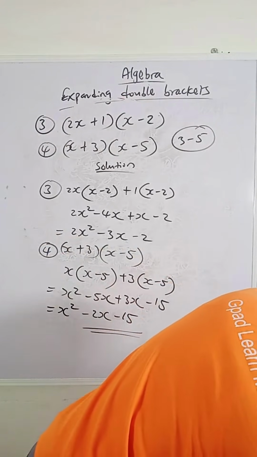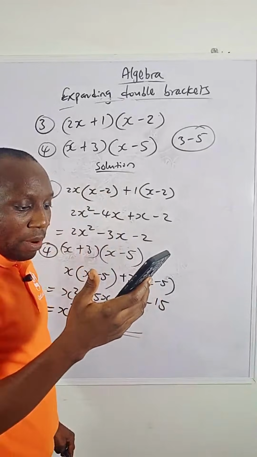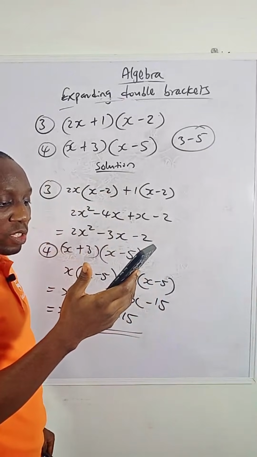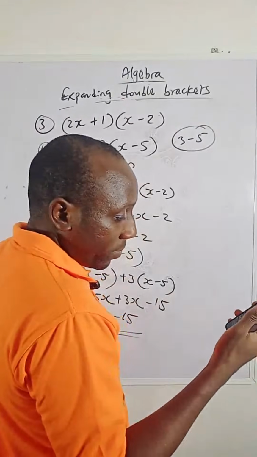Yes, it is quadratic formula: minus b plus or minus square root of b squared minus 4ac over 2a. Oh, yes, it is quadratic formula.